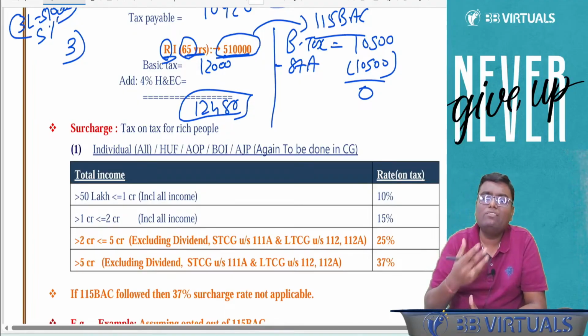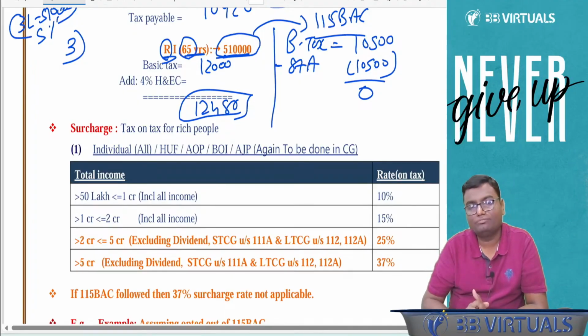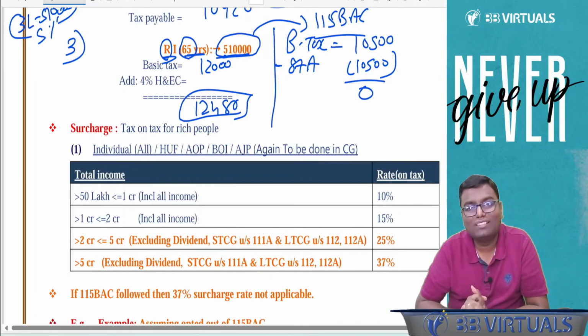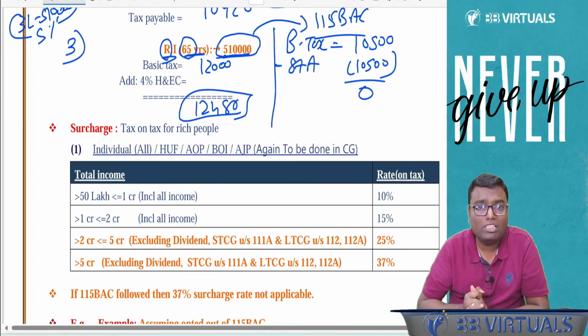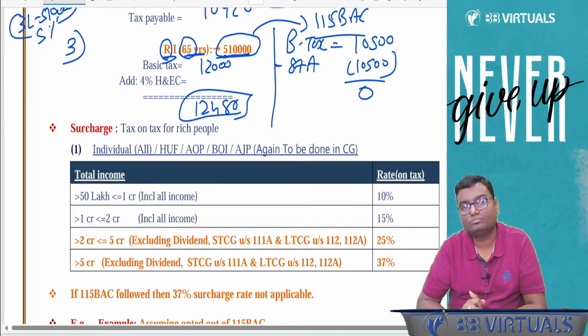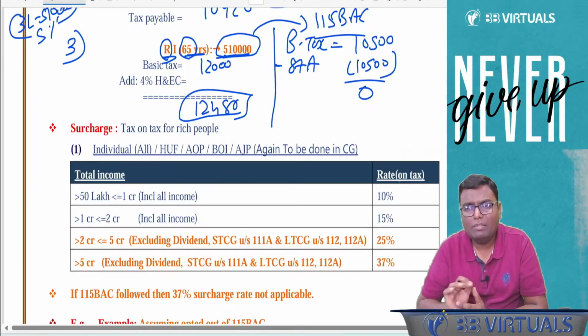So how will this country work? Country is already in deficit. Because of this rebate, country will be in more deficit. And hence, to cover up the deficit, government came up with a concept called surcharge. Let me tell you the history.